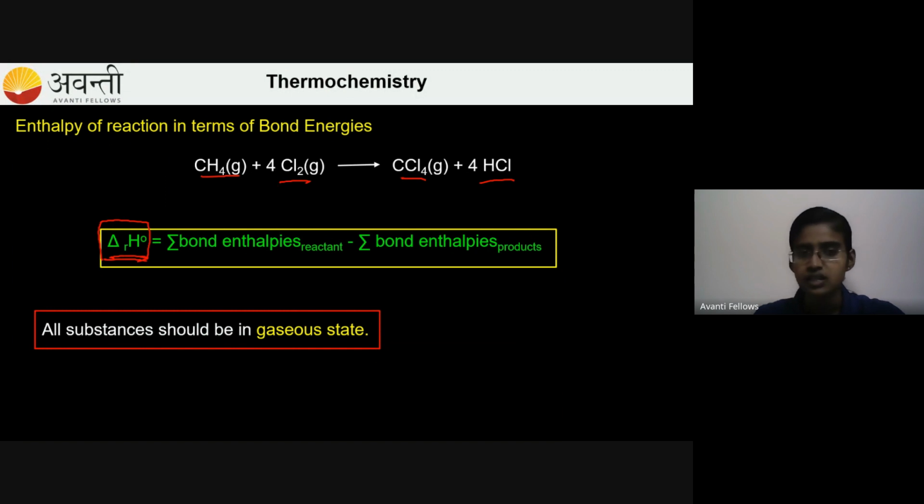So just memorize this formula. It is reactant minus product. All the substances should be in gaseous state. That is very important. If something is given in liquid state, if HCl is present in liquid state, then you should not consider the bond energy value of HCl in the equation. You should not substitute the value in this formula. You should substitute only the compounds which are present in gaseous state.